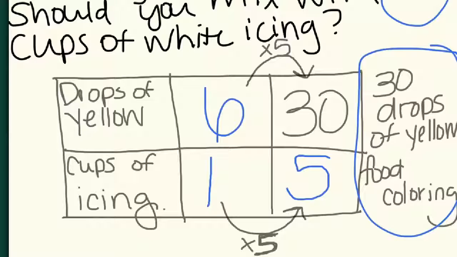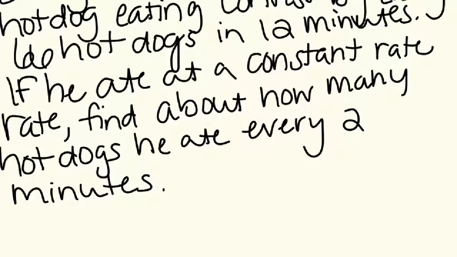Okay, so now we're going to, oh no, sorry, we have another example we're going to do here. Okay, so this one's going to lead us into something called scaling that we'll talk about in a second here. So we said Joey Chestnut won a hot dog eating contest by eating 66, okay, so I see this already, so I think I'm going to underline it because it might be important, 66 hot dogs in 12 minutes. If he ate at a constant rate, find about how many hot dogs he ate every 2 minutes.